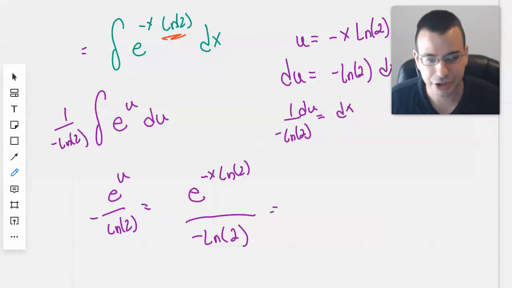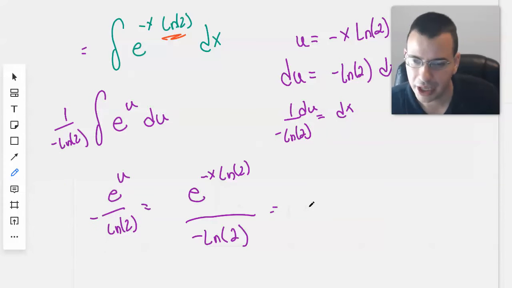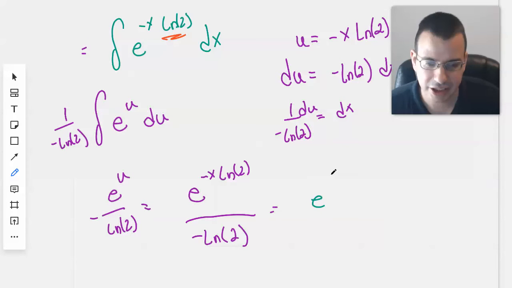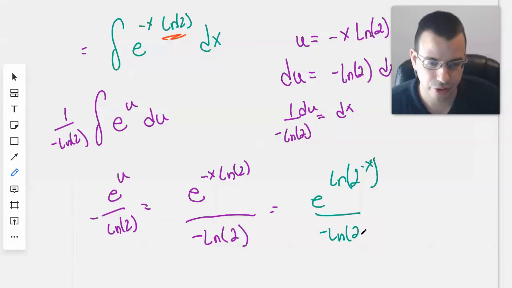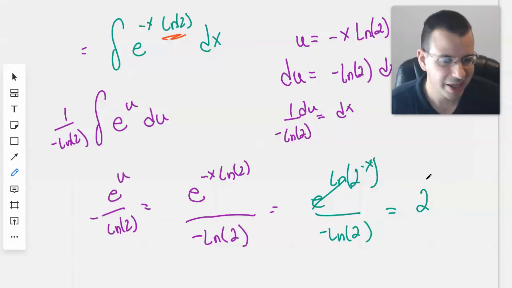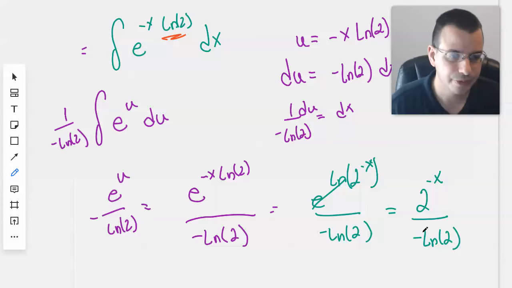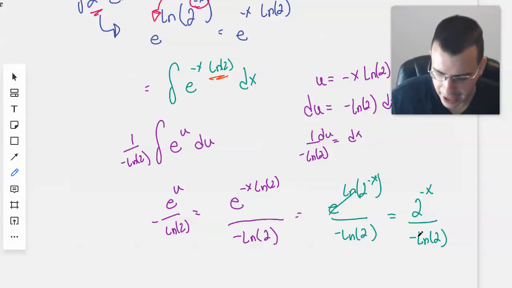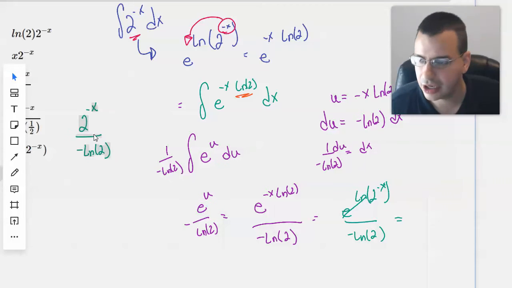And we'll do a couple more steps, just kind of backtrack the way we came. And we have, let's see, e to the natural log of 2 to the negative x over negative natural log of 2. The e and natural log cancel. By cancel, I mean they kind of, yeah, I'll say the word cancel. So we have 2 to the negative x over negative natural log of 2. And that should actually be our final answer. And then there's going to be a plus c, but I'll worry about that in a sec.